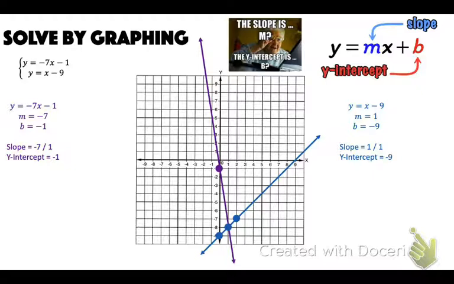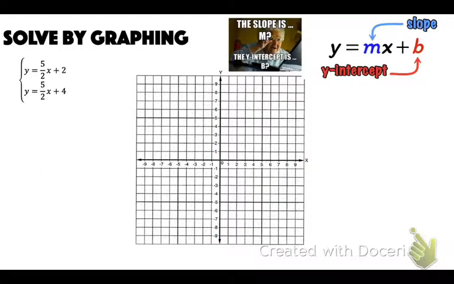From looking at this, we can figure out what this solution is. It's where these two lines cross, which is right there. One solution, which is right there. So that's going to be 1, negative 8. Okay, let's do another one.